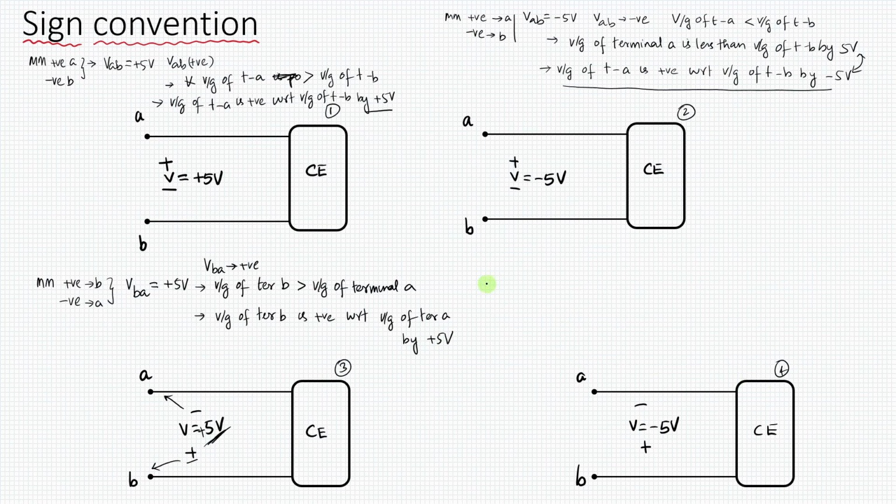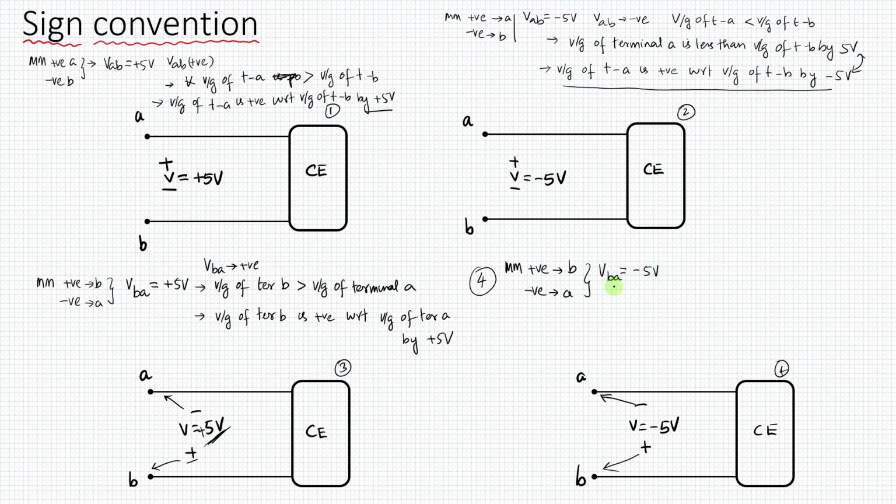And finally, the fourth scenario we'll take here. Multimeter positive is connected to B, multimeter negative is connected to A, but you have gotten the voltage as minus 5 volt. So multimeter positive is connected to terminal B, multimeter negative is connected to terminal A. What voltage are you measuring? You are measuring the voltage VBA, and that VBA you have gotten as minus 5 volt.